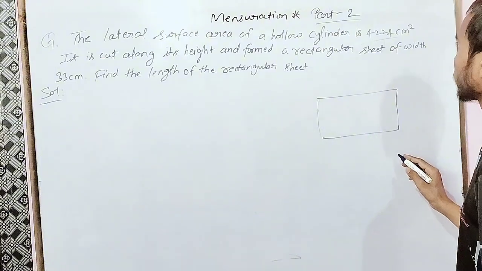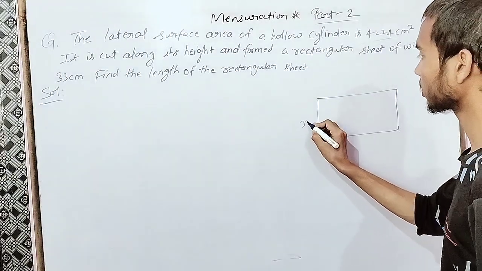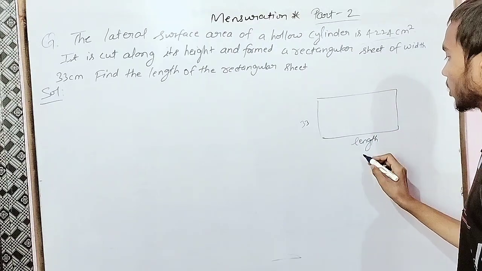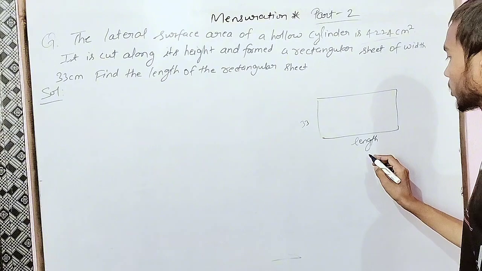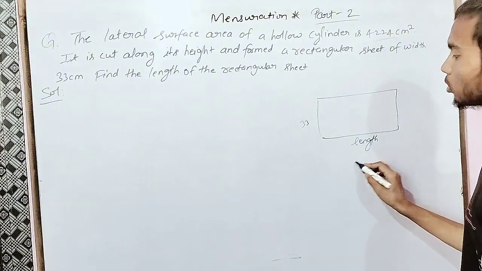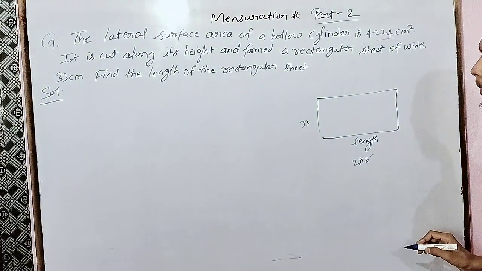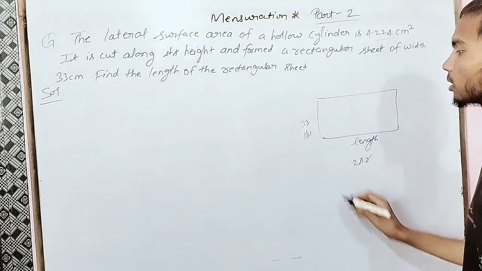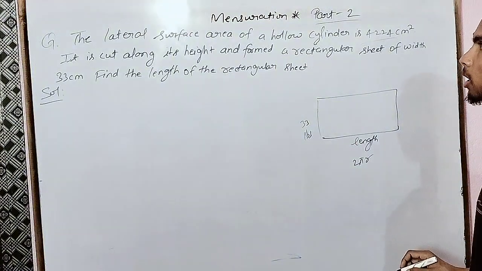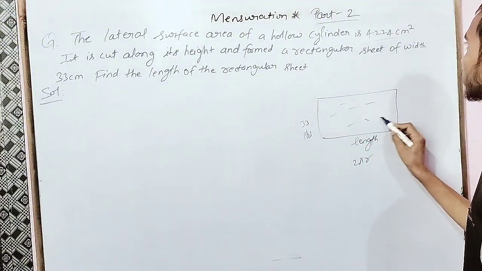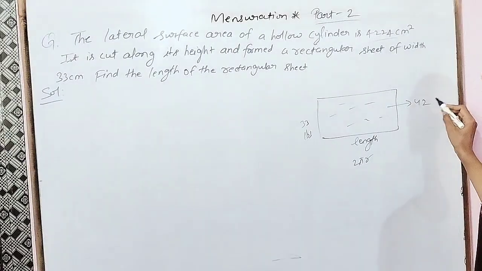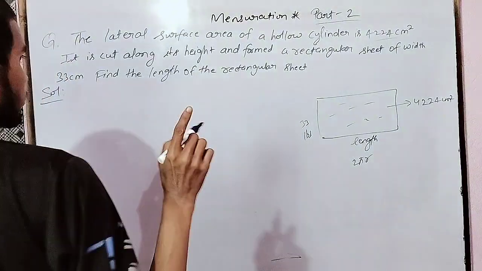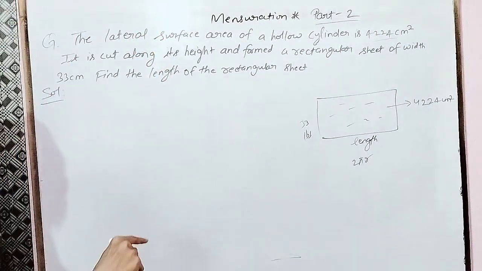Its height is 33 centimeter, and it formed a rectangle sheet. This is length and this is depth, which is also the height. Now, the area of this rectangle is 4,224 centimeter square. This is the area of the rectangle, not the area of the circular faces of the cylinder.